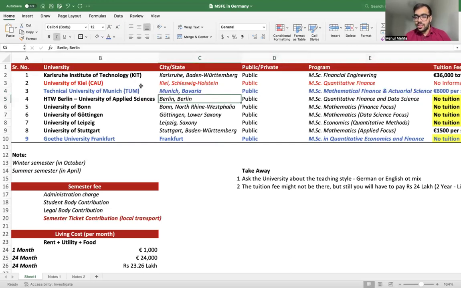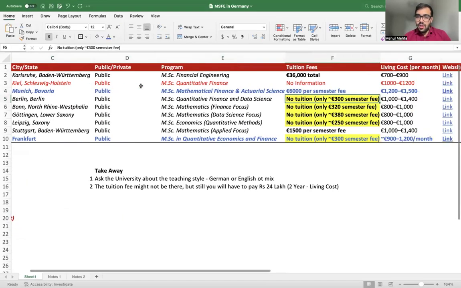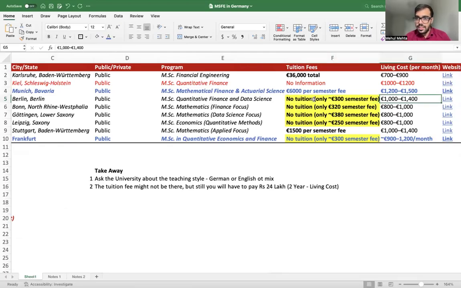Now, Berlin in general is an expensive city to live in. So one thing you have to understand is, even though there's no tuition fee, the living cost in Berlin is still pretty high. If you see, it is one of the highest as compared to other cities.